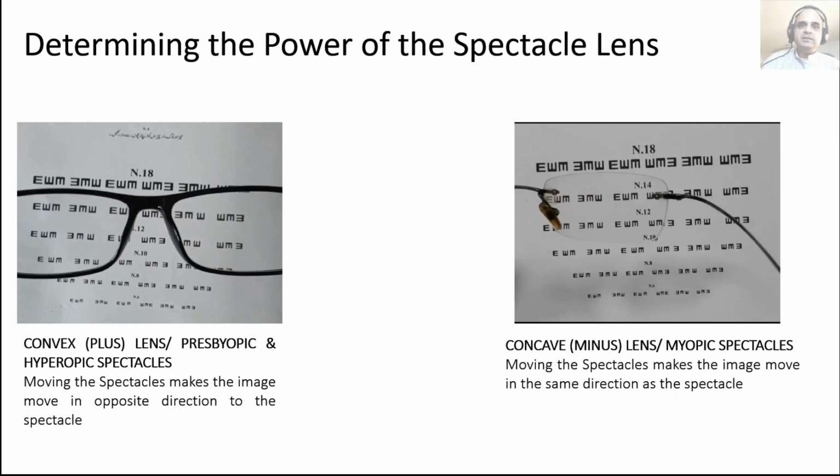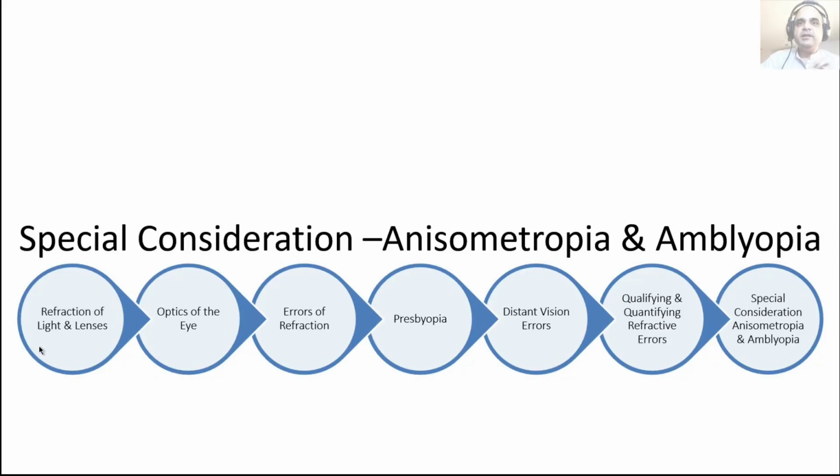For convex lenses, the movement is in the opposite direction to the movement of the spectacle. For concave lenses, the movement of the text or the image is in the same direction as the movement of the spectacle. Our journey is nearly at its end.